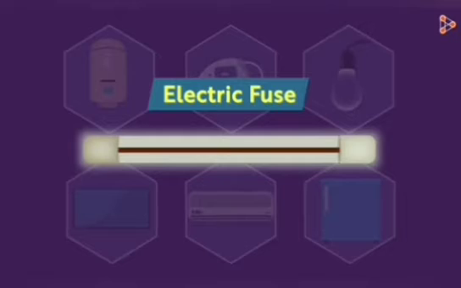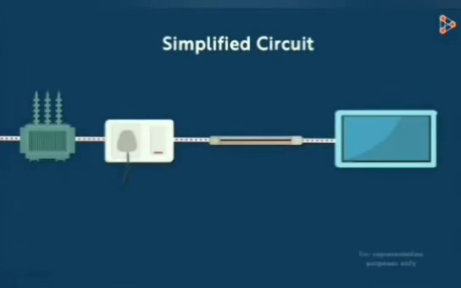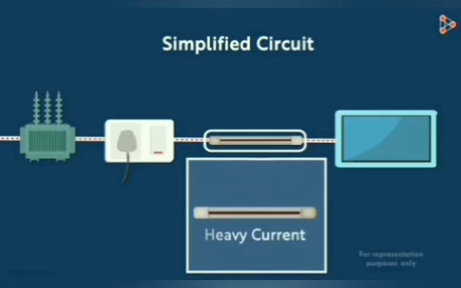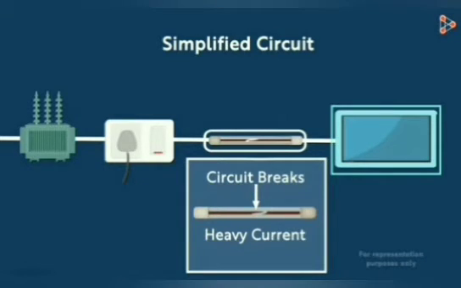So let us see how the electric fuse saves the electrical gadgets in a domestic circuit. We know that a fuse is always connected in series with the devices. So when the switch is on, what will happen? The current will flow through the fuse wire. And if there is any heavy current in the circuit, the fuse wire melts and breaks the circuit. Then it saves the electrical appliances in the circuit.